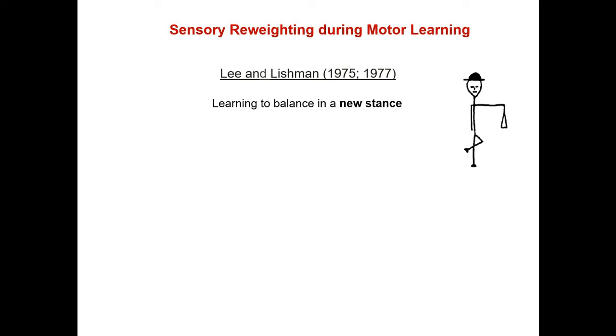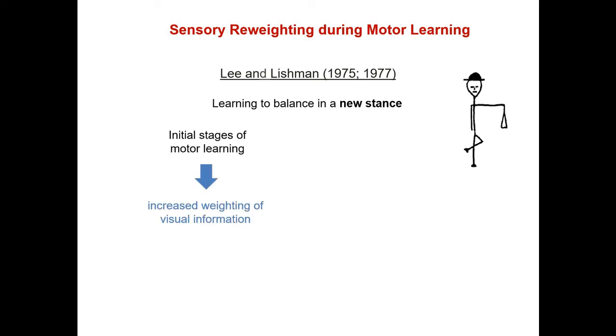Let's look at another example of how the relative contributions of the different perceptual systems become adaptively reorganized. Here we're going to consider the sensory reweighting that takes place during the learning of a novel balance task. Here participants learn to stand on one leg while holding a bag. In this research, the relative weighting of vision was investigated by moving the visual surroundings, as with the moving room experiments.